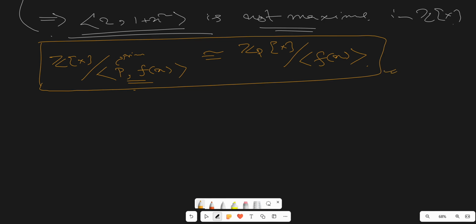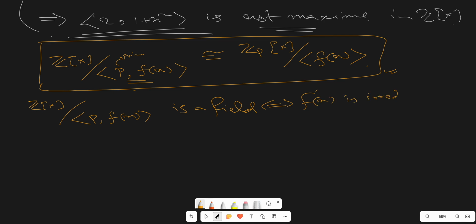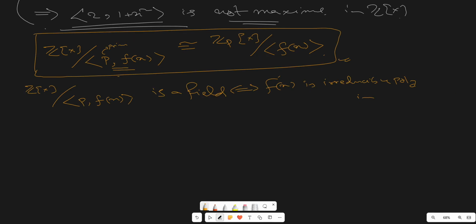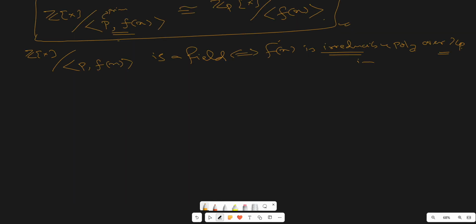So this is one. So this is a field. Z[x] quotiented by the ideal generated by p and f(x) is a field if and only if f(x) is an irreducible polynomial over Zp. Are you getting my point? Irreducible polynomial, I will define what an irreducible polynomial is.